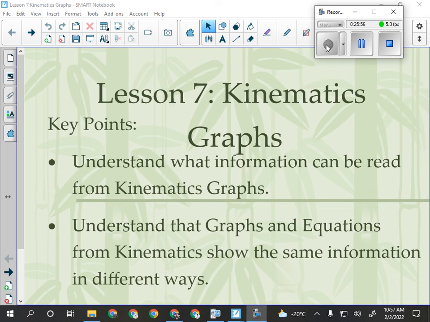So understand what information can be read from the two graphs we're going to go over. Understand that graphs and equations from kinematics show the same information in different ways. So this whole thing that we've been doing this morning about average velocity being total displacement over total time, average speed being total distance over total time, that comes into play here when we're analyzing a graph. We can do exactly the same thing with a graph. It's just looking at it from a different perspective.